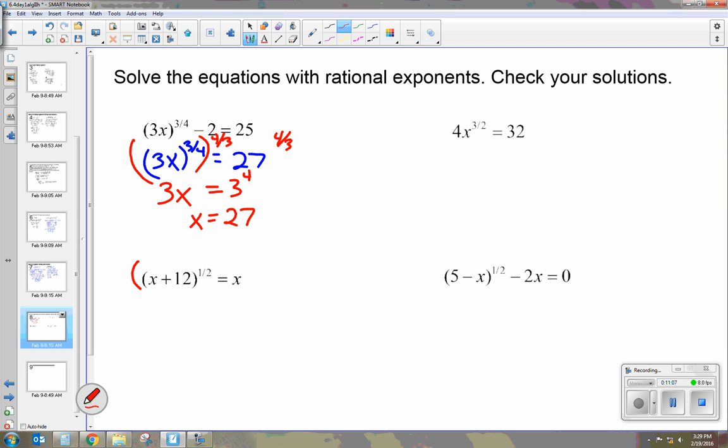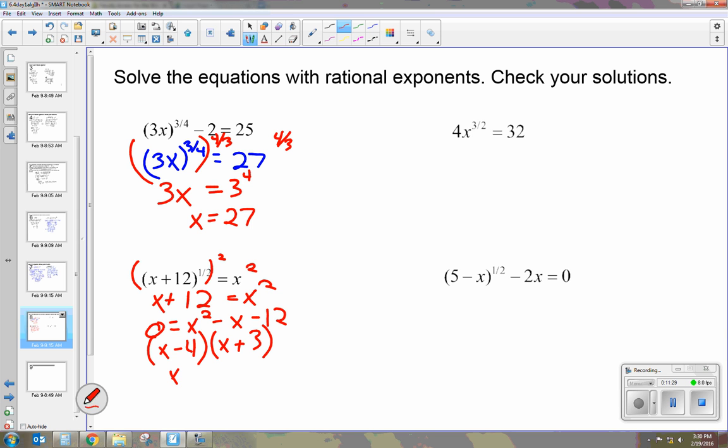Moving on, in this case, all we're going to do is square both sides, because to the 1/2 is simply taking the square root. We're left with x + 12 = x squared. This factors into 0 = x squared - x - 12, which is (x - 4)(x + 3). So we're left with x = 4 and x = -3. Once again, we have to check our answers. The only one that works here is 4. -3 is an extraneous solution.